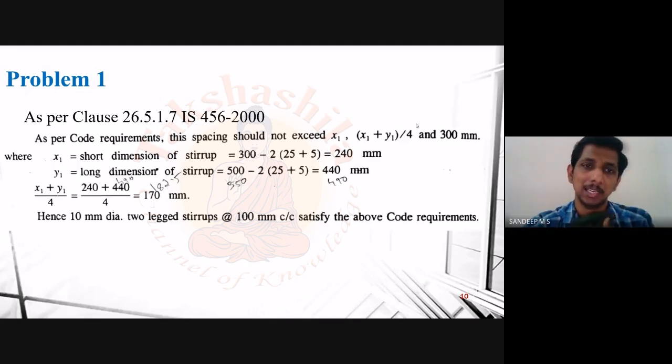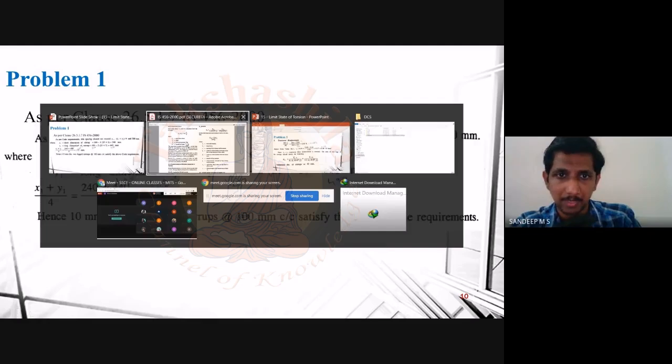Similarly, for other cases also we have seen, in the case of shear also we have some minimum suggestion from the code as well as maximum suggestion from the code. So likewise, in the case of torsion also we have some criteria. So let's see that. These criteria are actually given in your IS code, again in clause number 26.5.1.7. So let's move on to our code.